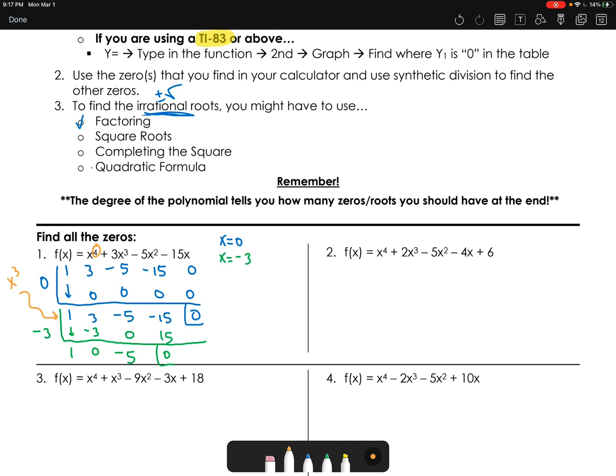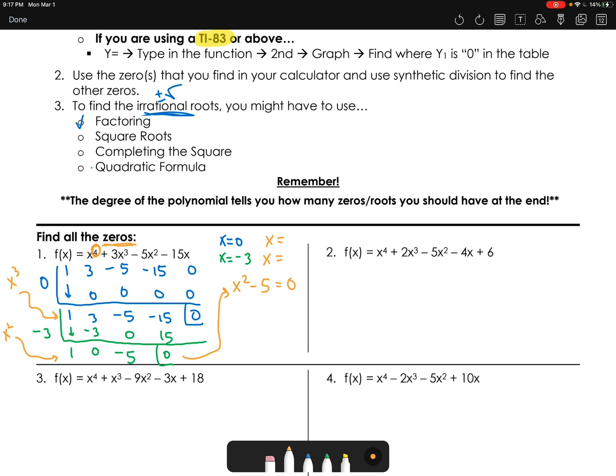And so if these were my coefficients for x to the 3rd, these are my coefficients for x squared. So what this now becomes is x squared minus 5. There's no middle term because x is 0 in the middle, okay? And so now I need to find the rest of my zeros. Now we already have 2 of our zeros, and we need 2 more because our degree is 4, and so we're looking for 4 zeros.